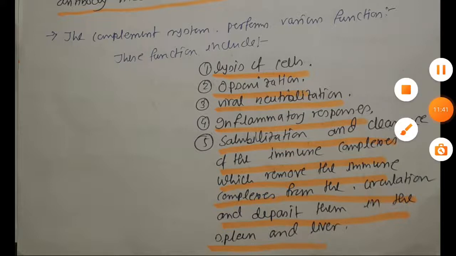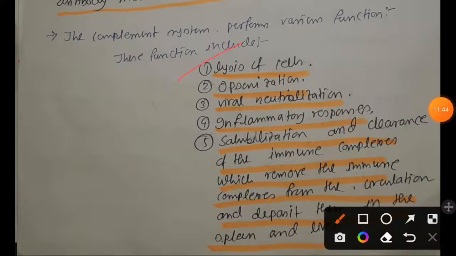I have already told you about the lysis of the cell, right? We will talk about how the lysis of the cell occurs in the classical pathway of the complement. So please have patience, and you will get the opportunity to learn everything about the complement one by one. Now, opsonization. What do you mean by opsonization? Opsonization is nothing but enhancing the phagocytosis of the antigen.